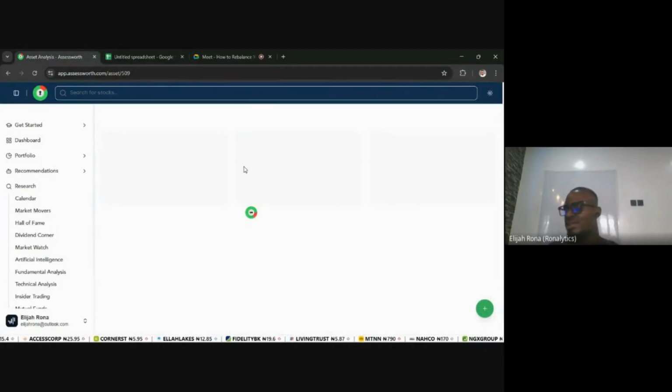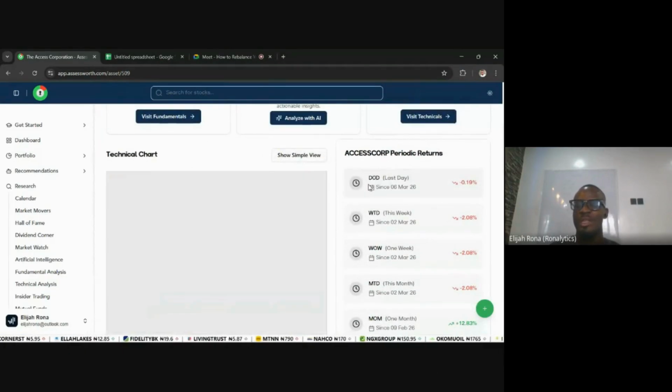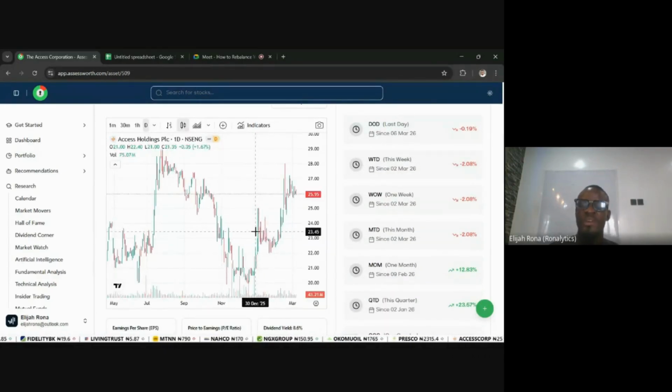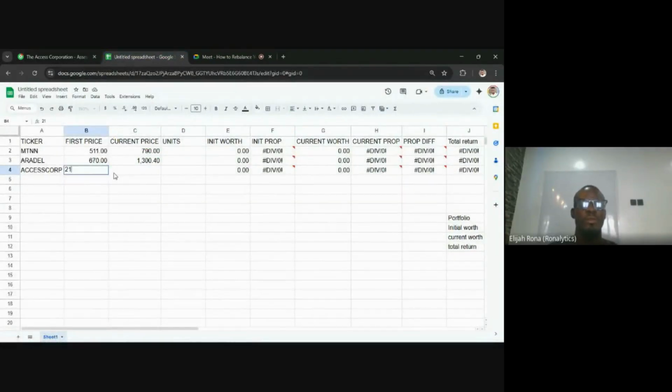This one is the favorite stock of some people. So coming here, the closing price of 2025. When I say closing price of 2025, it's the same thing as the opening price of 2026. Yeah, so 21 to 25.95.